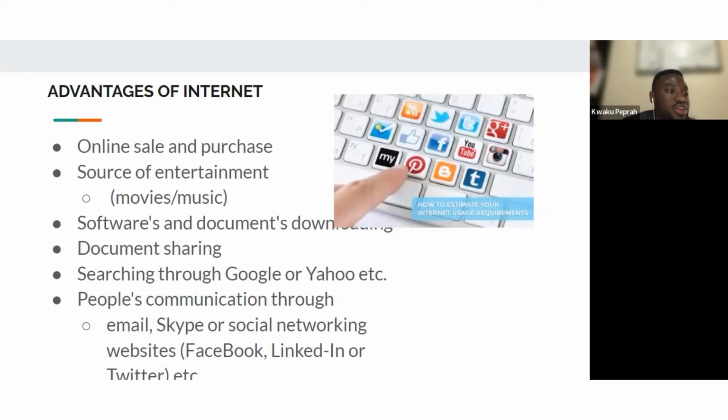You can use the internet to do that by sending information to another person through email, which is a system for communication. Also, search engines, which operate through Google or Yahoo. People's communication can be in the form of a system like email, Skype, or social networking websites such as Facebook, LinkedIn, or Twitter. These are all means of exchange of information from one person to another person.